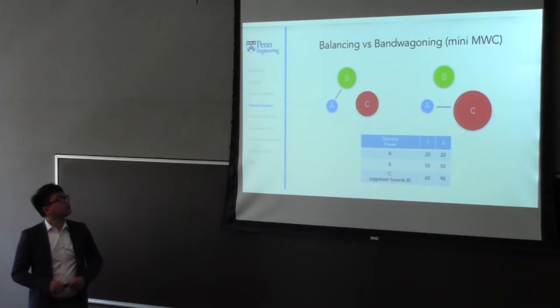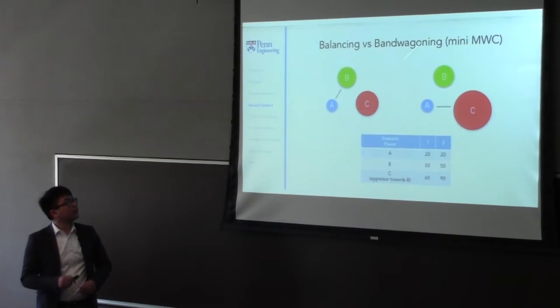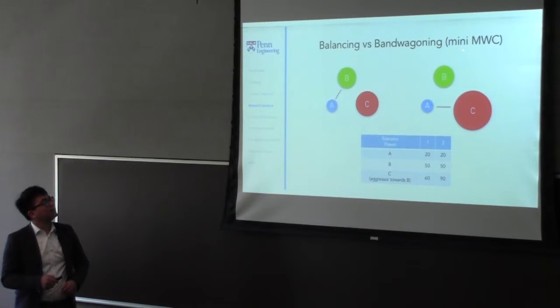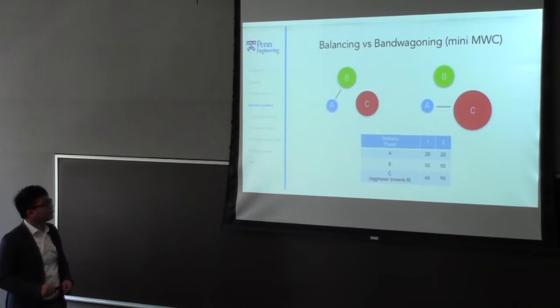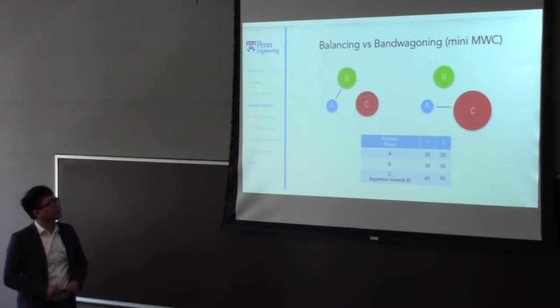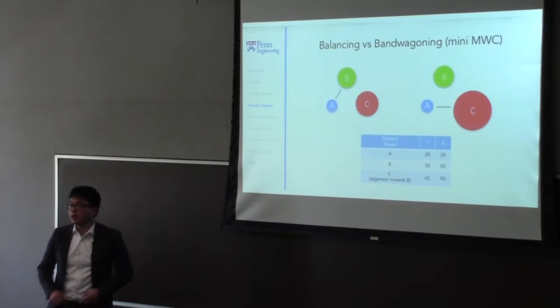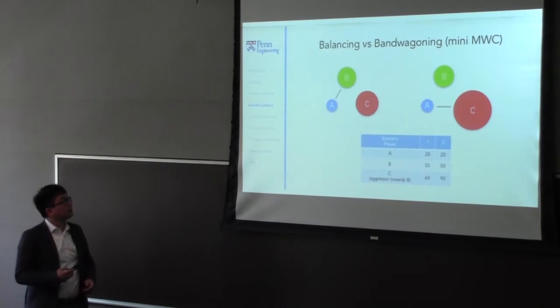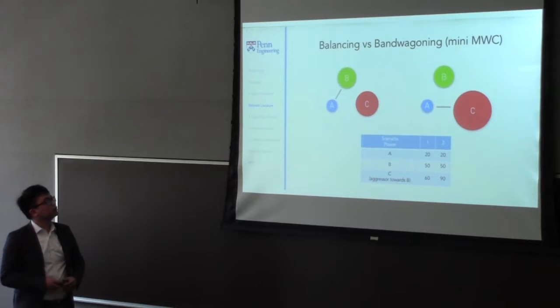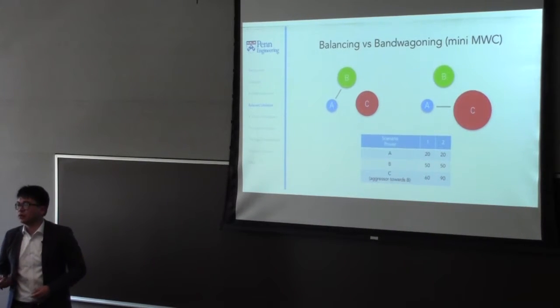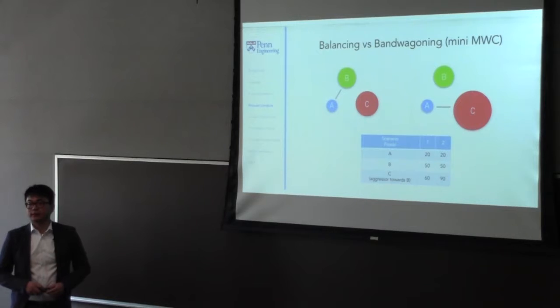So a short example here about balancing versus bandwagon, which I call a mini minimum winning coalition case study. If you think about scenario 1 and 2 here, with three agents in play, A having a power of 20, B having 50, and C having 60, you can basically tell that in this scenario, C is always the aggressor towards B. And if C goes on attack on B, I will look at it and say, I'd like to form a balancing coalition with B to deter this aggressive behavior.